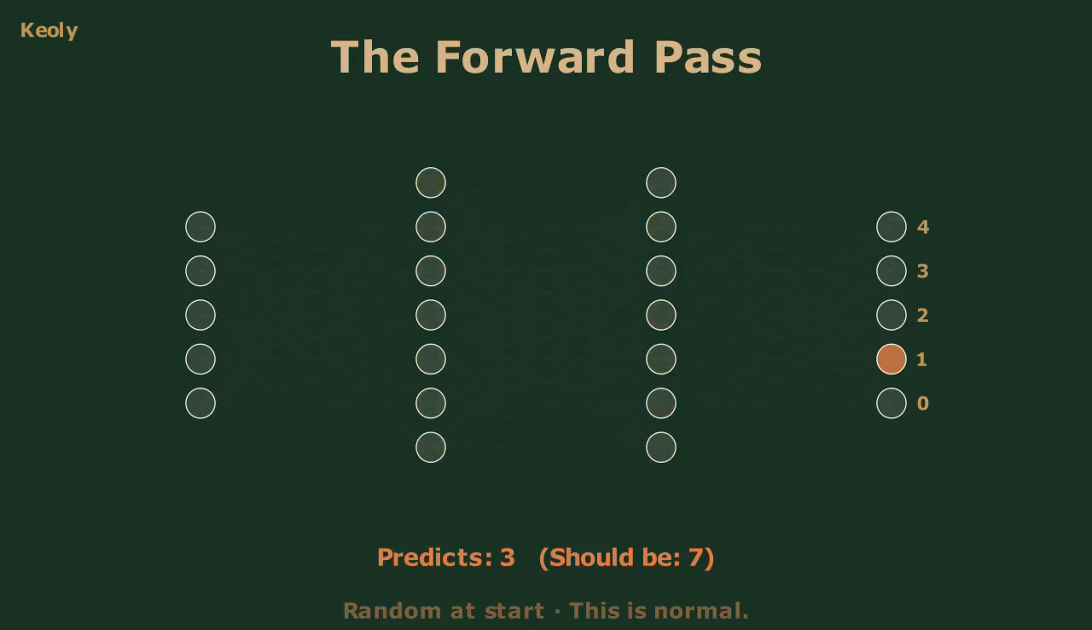The network saw the image. It produced an output. The output is wrong. But here's the crucial thing. We can measure exactly how wrong it was. And that measurement is everything. We measure wrongness using something called a loss function.